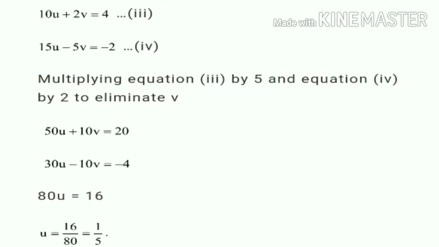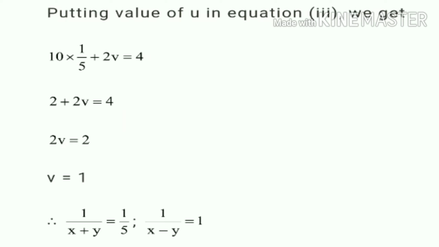Again we do the same thing in the elimination procedure. We need to put the value of u in any one equation, either third or fourth. So we are putting the value of u in equation number third. So we get 10 into 1 upon 5 plus 2v is equal to 4. So 2 plus 2v is equal to 4, that's why 2v is equal to 2. Now v is equal to 1.